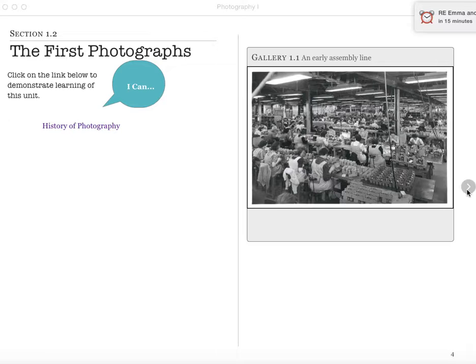The first photographs. Click on the link below to demonstrate learning of this unit. At this point, this link will not work. You will click the link that can be found in your iTunes U titled History of Photography.